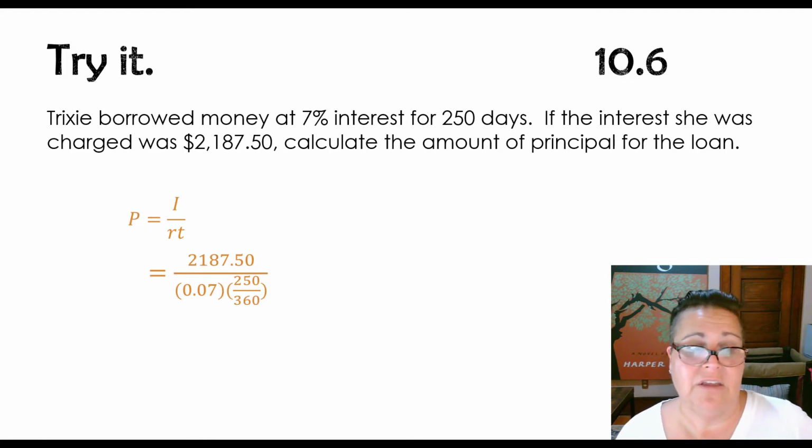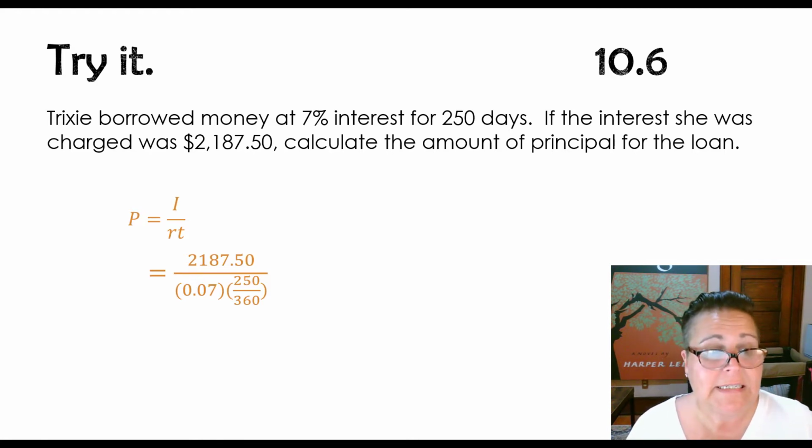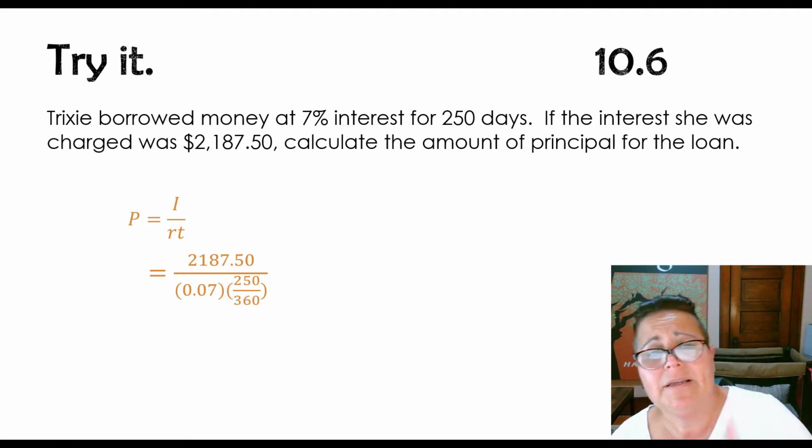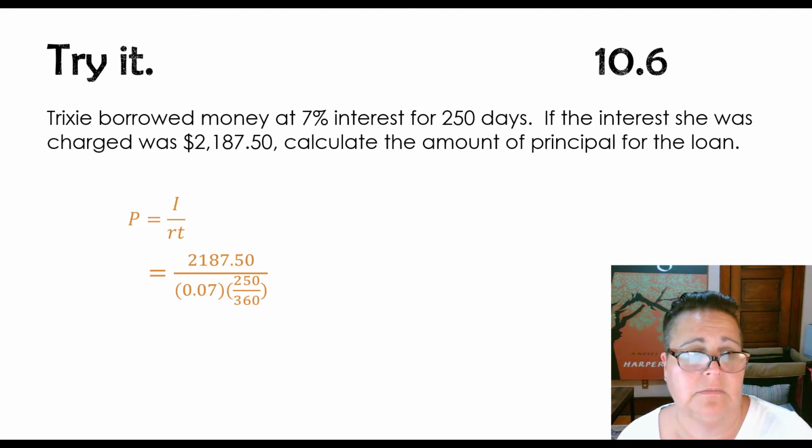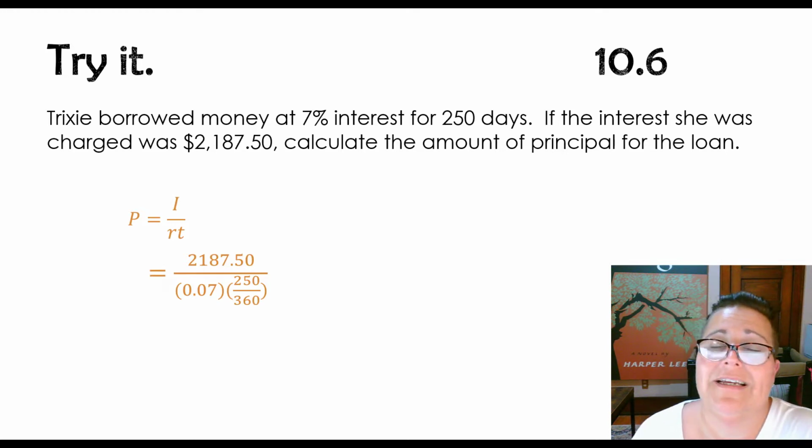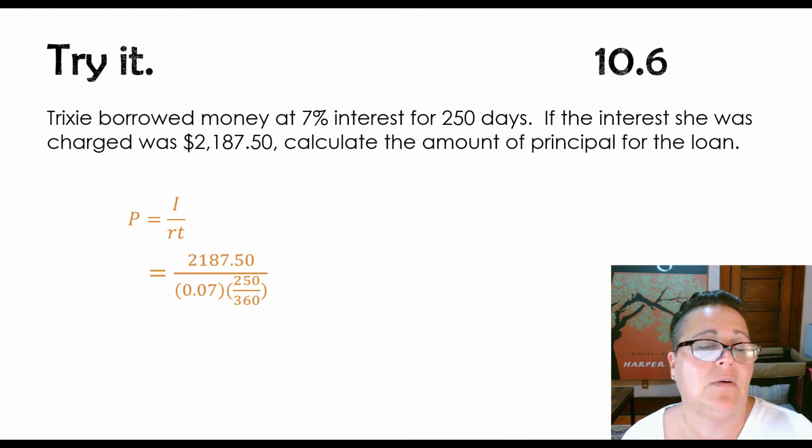I do know that my interest is $2,187.50, and I know my interest rate was 7%, 0.07 as a decimal. My time is 250 days. It doesn't tell me if those days are ordinary or exact.